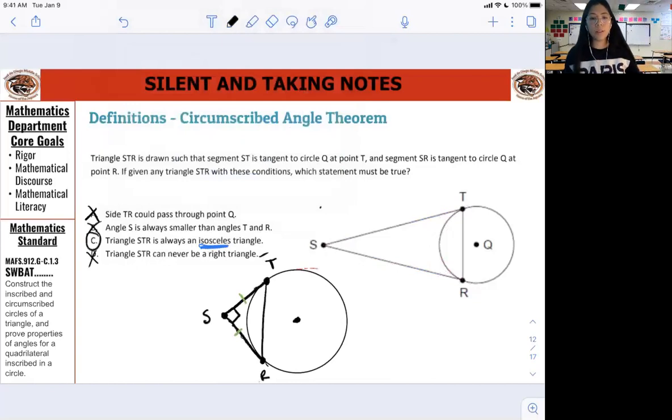So C is the only one that is always true, no matter what. No matter where the circumscribed angle is located, the two sides of it are going to be congruent. It can be really far away from the circle, or really close to the circle, and in both cases those lines are congruent to each other. That's the big takeaway from today's lesson.